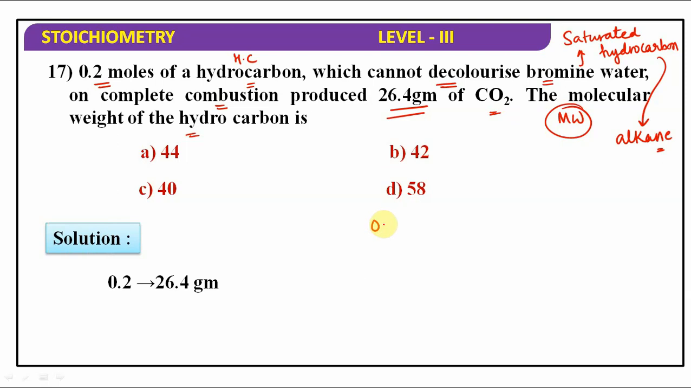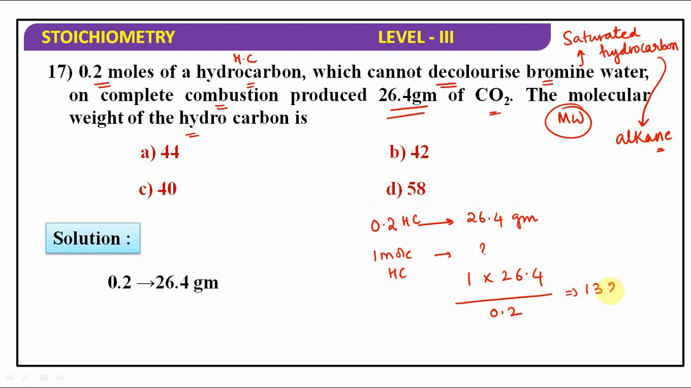See, 0.2 mole is giving how many grams? 26.4 gram of CO2. But generally, how many moles will you take for a reaction? 1 mole. Then 1 mole of that hydrocarbon. It is 0.2 mole of hydrocarbon. 1 mole of hydrocarbon gives how much? 1 into 26.4 upon 0.2. It gives you 132 grams. 132 grams of CO2 it will give.